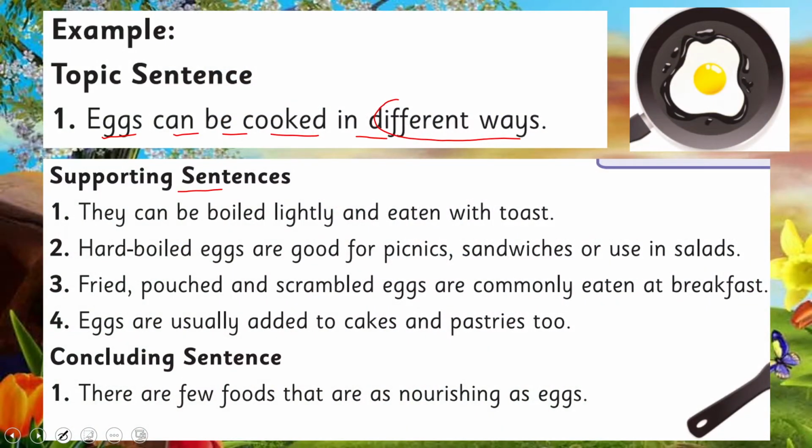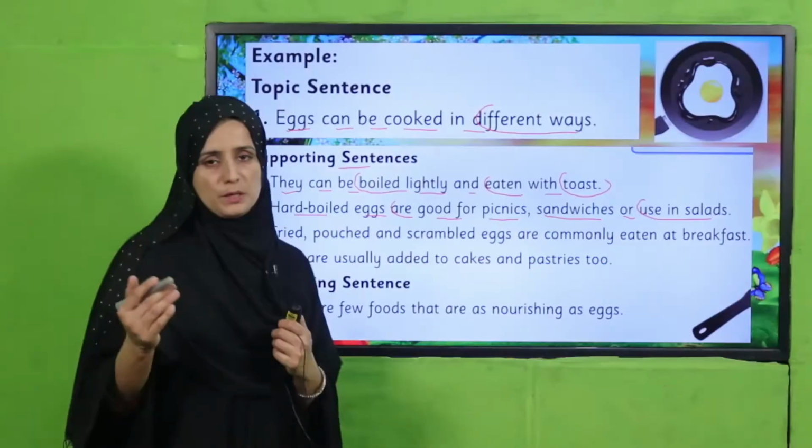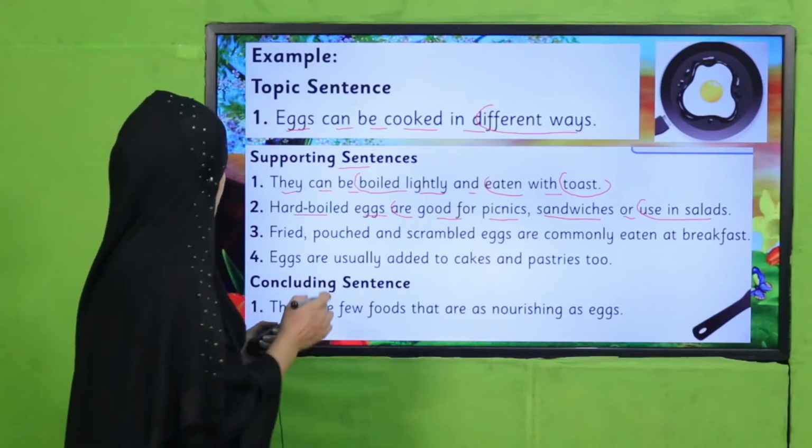Supporting sentences are: they can be boiled lightly and eaten with toast. When we boil these eggs lightly, we can enjoy them with toast. And hard-boiled eggs are good for picnics, sandwiches, and are used in salads. So we can use hard-boiled eggs if we are going for a picnic, so that they may not be broken during the way.